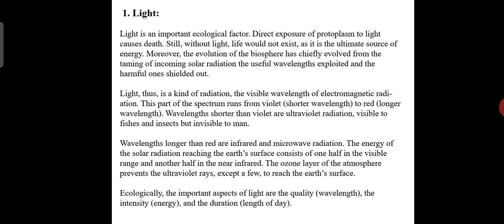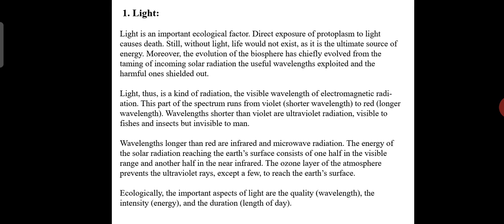Light, thus, is a kind of radiation, the visible wavelength of electromagnetic radiation. This part of the spectrum runs from violet to red. So, wavelengths shorter than violet are ultraviolet radiation, visible to fish and insects but invisible to man. The wavelengths longer than red are infrared and microwave radiation.